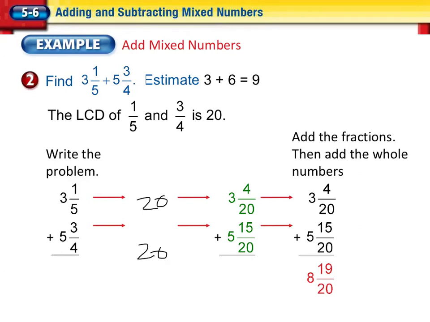Okay? Now we'll go 5 goes into 20 4 times. 4 times 1 is 4. 4 goes into 20, 5 times 3 is 15. Okay, so we're adding 4 20ths to 15 20ths. The whole number part is 3 and 5. We have the entire thing written right here. So 4 20ths and 15 20ths is 19 20ths. And 3 and 5 is 8. So our answer is 8 and 19 20ths.